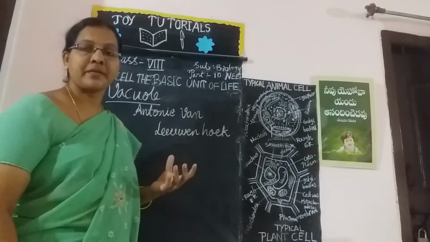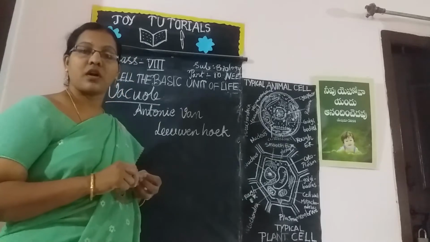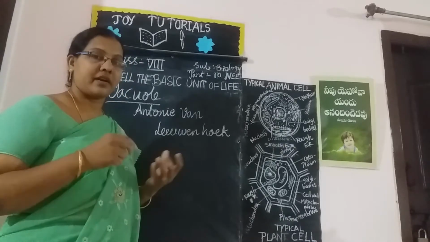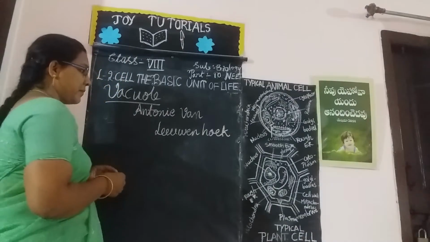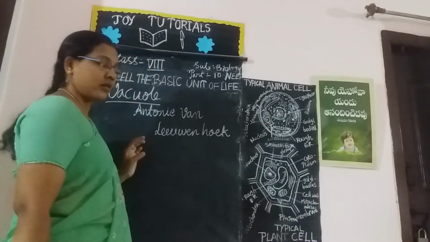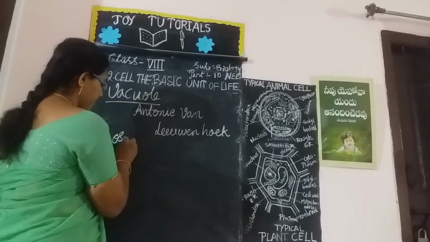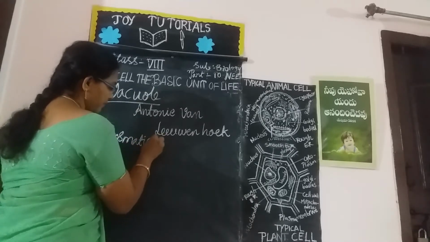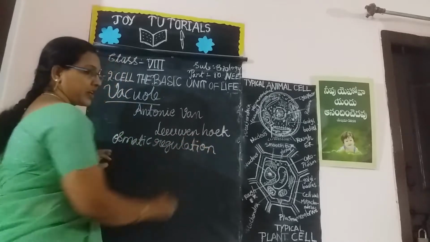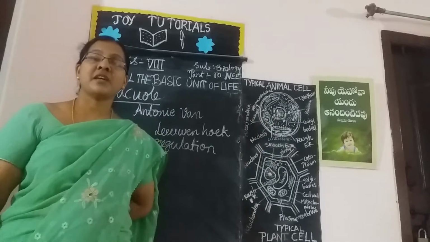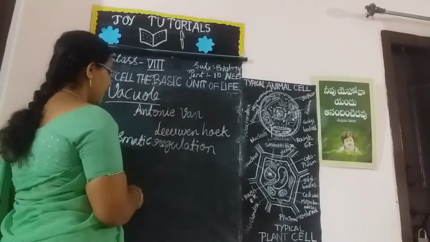These are single membrane structures. The single membrane bounding the vacuole is called tonoplast, and it is filled with fluid or liquid part. This is called cell sap. These vacuoles are present in plant cells. Vacuoles help in maintaining osmotic regulation. Osmotic regulation is nothing but maintaining osmotic pressure in the cell.